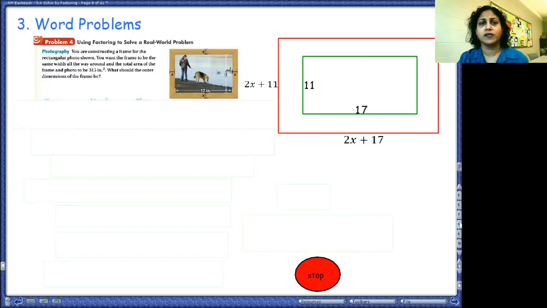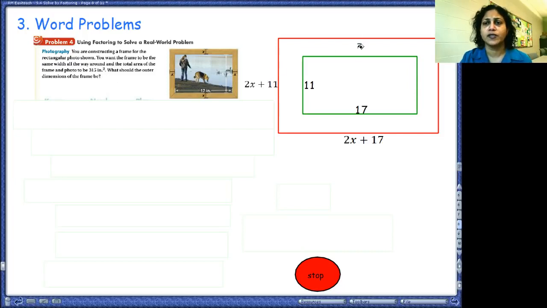Now all of these lead to word problems. So this word problem is in your textbook. Make sure you read it first before you start doing the work with me. In this problem there is a frame, and the inside of the frame is 11 by 17, and then it says that you want the frame to be the same width all the way around, and the total area of the frame is 315 inches square.